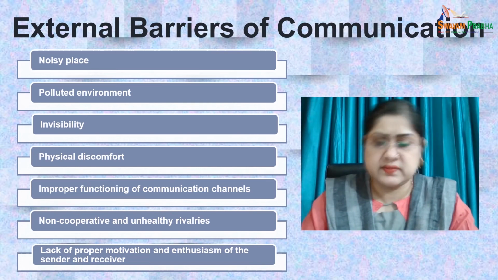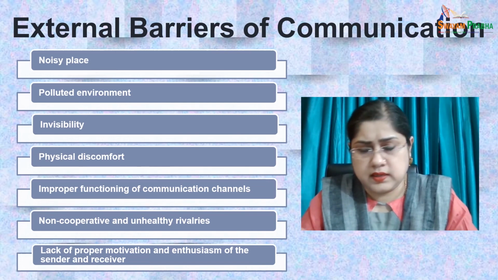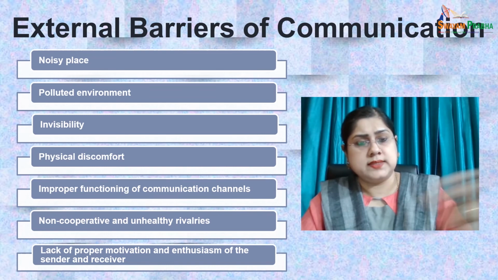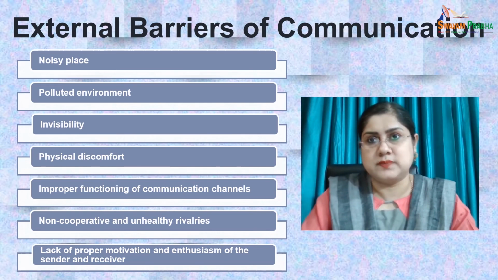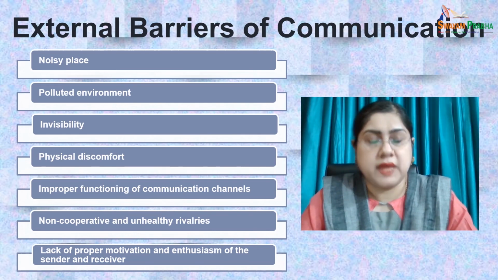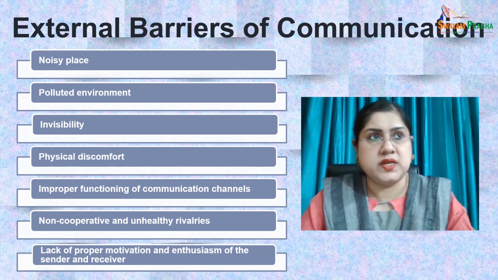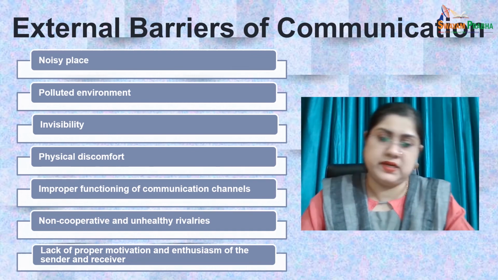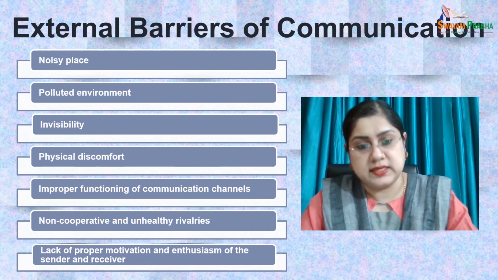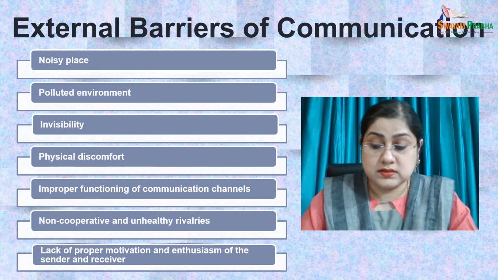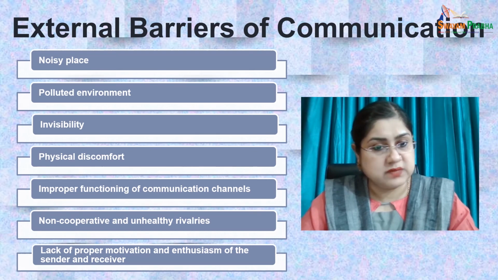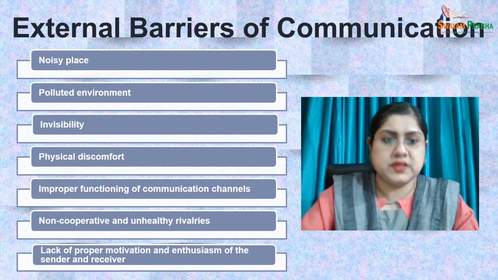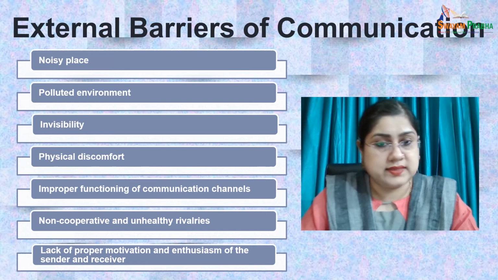Invisibility means that if there is a big audience and the communicator is communicating, and is also making some explanations on the blackboard or whiteboard, and the audience is not able to see it properly, visibility is not that good. In that case, this invisibility of the explained material is going to be considered an external barrier.